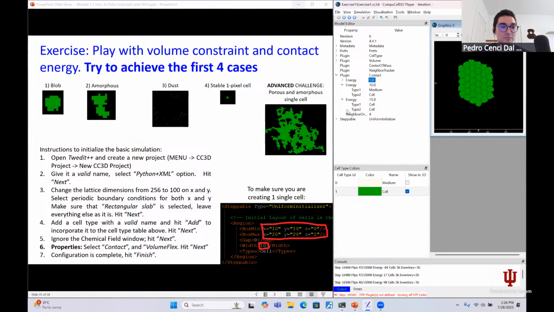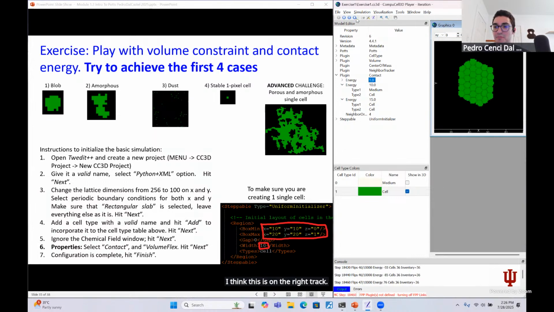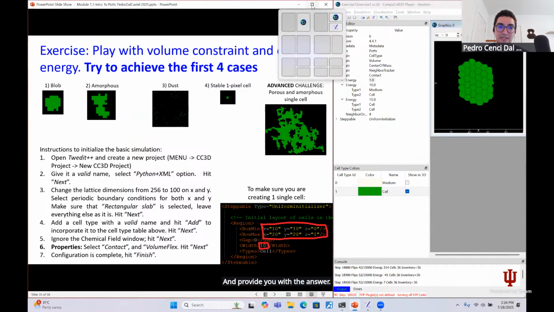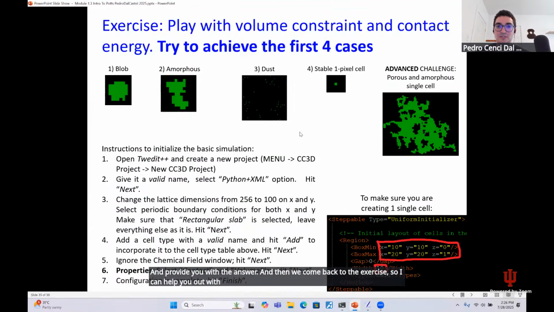There is no medium in between the cells yet? No, there is no medium between the cells yet. I think this is on the right track. So I will stop the exercise here and provide you with the answer. And then we come back to the exercise so I can help you out with reaching these configurations.